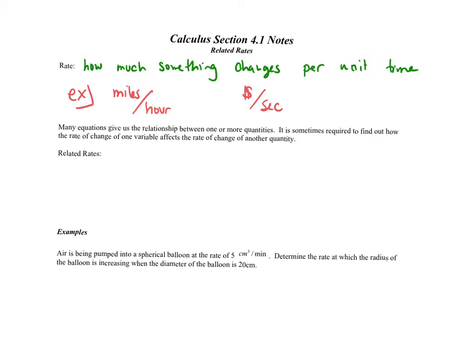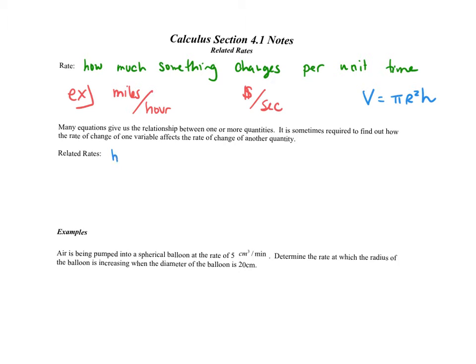So in a related rates problem, we have lots of equations that will relate one or more quantities. So there's lots of equations out there. So if you think about a volume equation, volume equals pi r squared h is the volume of a cylinder. It has lots of different variables. Well, we can figure out how much a volume is changing in relation to how much other things are changing. And these are what are called related rates.